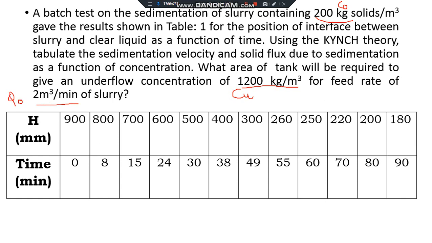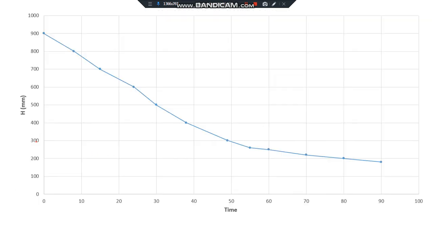So to find out the area of the thickener, I require Q0, I require C0, I require Cu. Another thing that is required is the concentration at each height and the settling velocity. So these two things I need to find out from the given set of data. So first we need to plot the graph of H versus T. So this is the graph of H versus T.